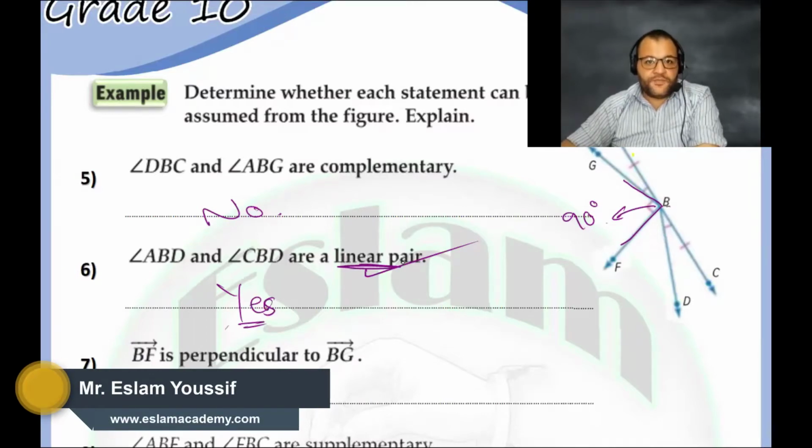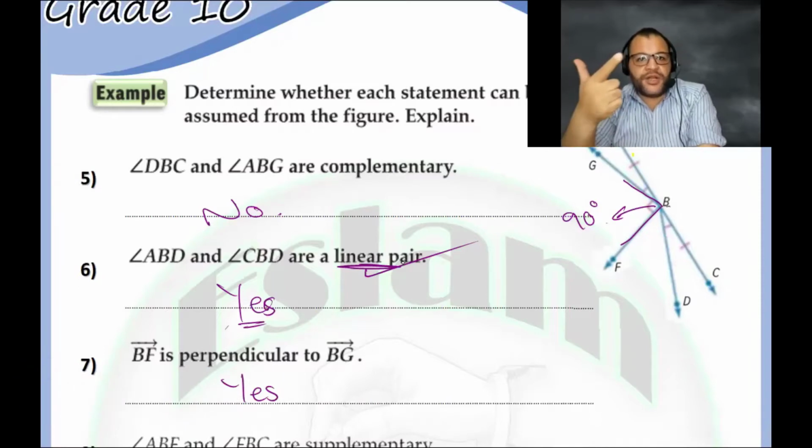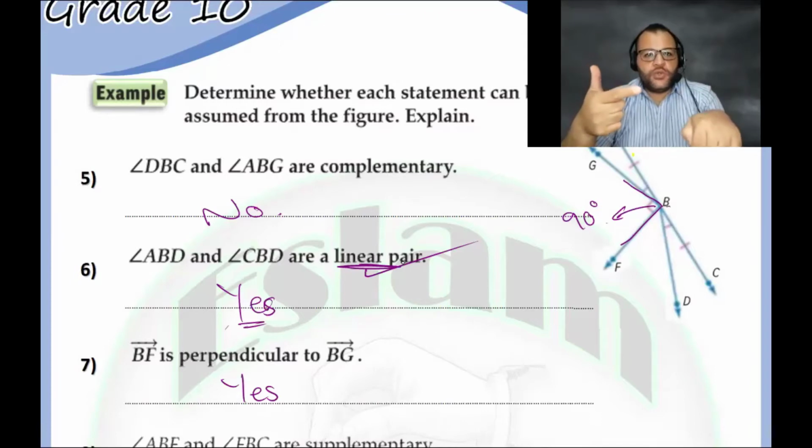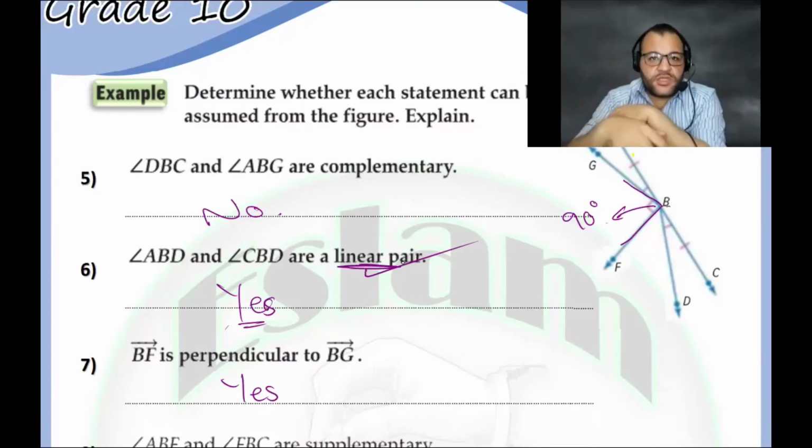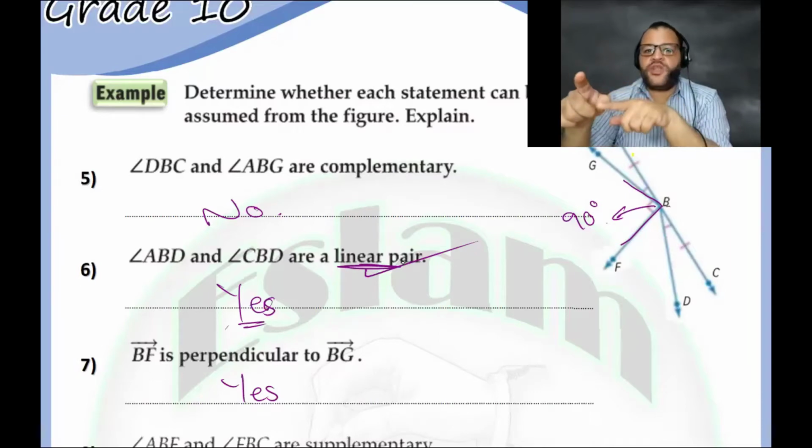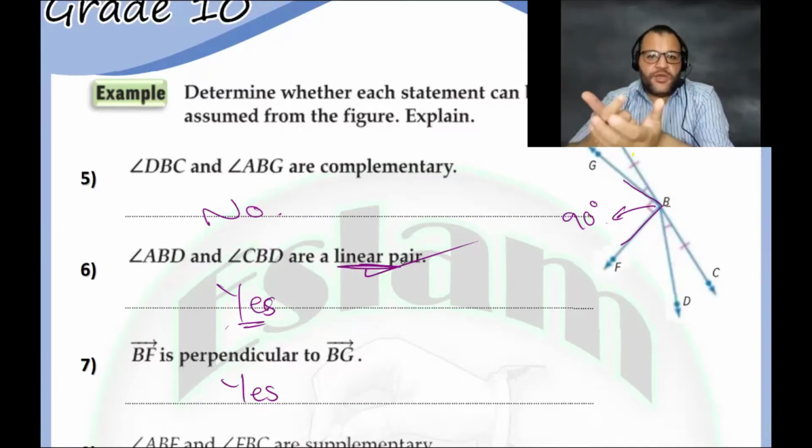Number one, both rays must be adjacent. Number two, the non-common sides must be opposite rays. Now you have two vocabulary words in this term. What are they? Adjacent angles: what is the meaning of adjacent angles? Two angles with a common vertex and a common side. And what is the meaning of opposite rays? It means they are forming a straight line, so the angle would be 180.